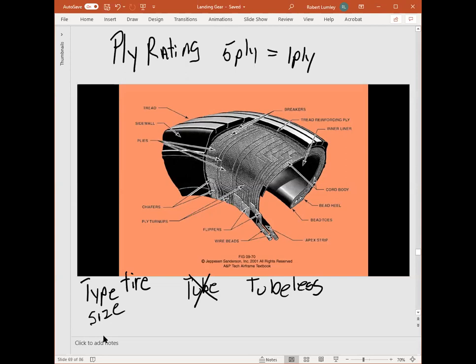Over time, they created a tubeless type tire, which does not have an inner tube. So they said, wow, we need to distinguish a tubeless type tire from a tube type tire. So they put the word tubeless on the sidewall. So a lot of T words, right? A tube type tire does not have the word tube on the sidewall, but a tubeless type tire has the word tubeless imprinted on the tire sidewall.